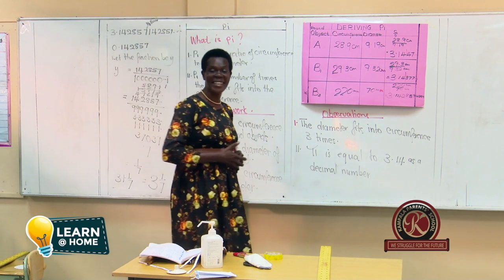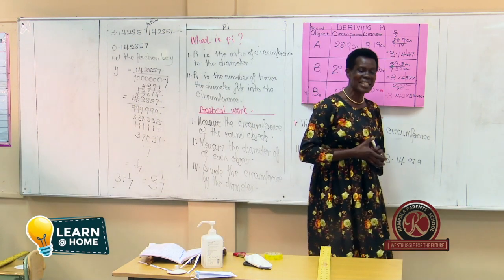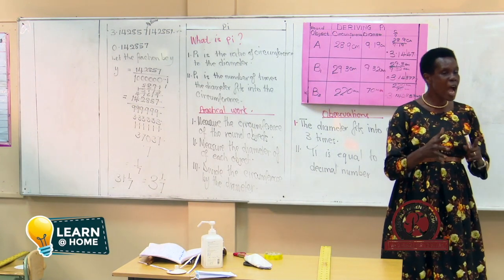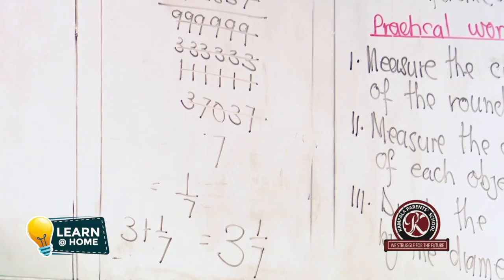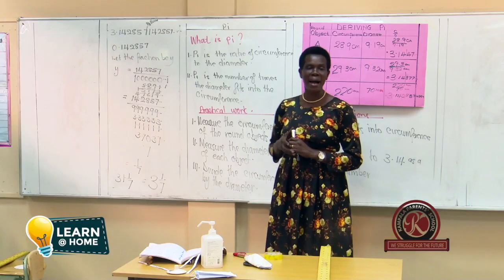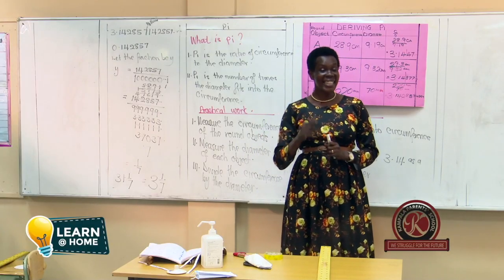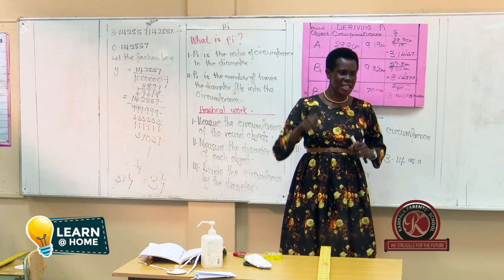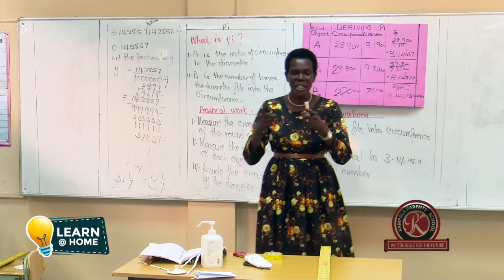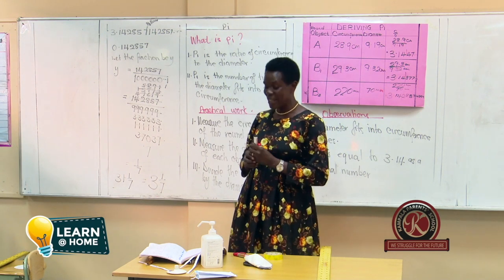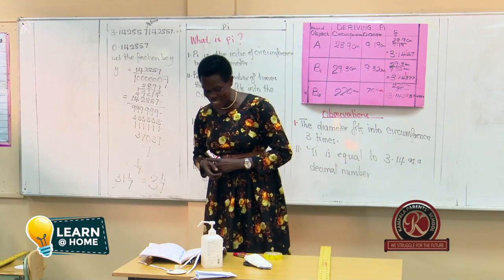Clap for Mrs. Okwi. I know some people are really excited there. That is how we come up with our 3 and 1 out of 7 as pi. And this 3 and 1 out of 7, when you change it to an improper fraction, you will get 22 out of 7. That is it.